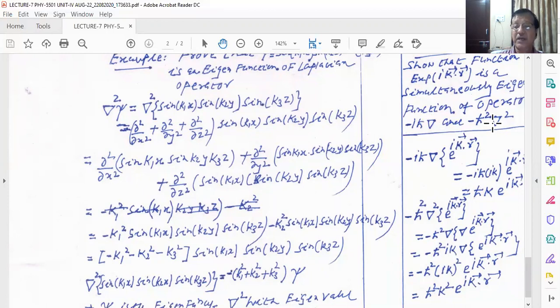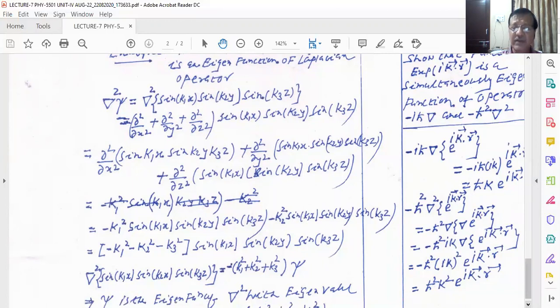I hope you can understand this problem now. I have discussed enough problems on operators, commutators of operators, as well as Hermitian operators and the adjoint of Hermitian operators, which we have discussed. Next lecture onwards, we will study various postulates of quantum mechanics.